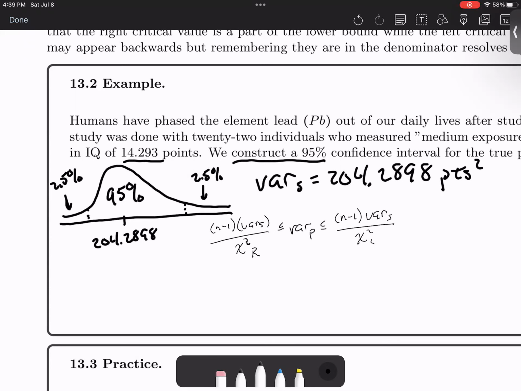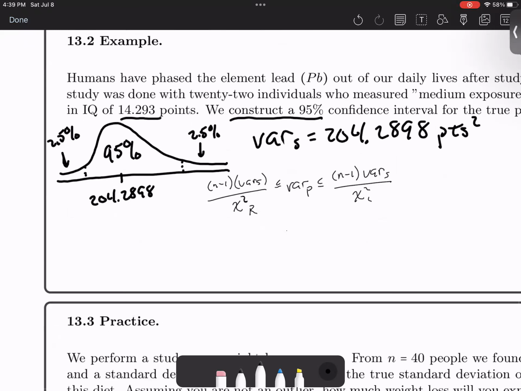So these chi-square values, they're just like t-scores or z-scores. We're going to find them using a chart. Let's go through this. So the variance is somewhere between, what's n-1? Our study had 22 individuals in it, so our degrees of freedom n-1 is 21. All right, what's the variance of our sample? We already figured that out because it was given to us as a standard deviation. The variance of our sample was 204.2898.